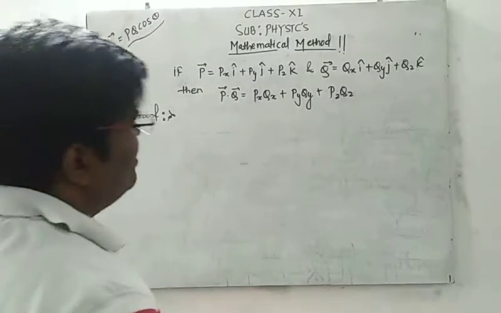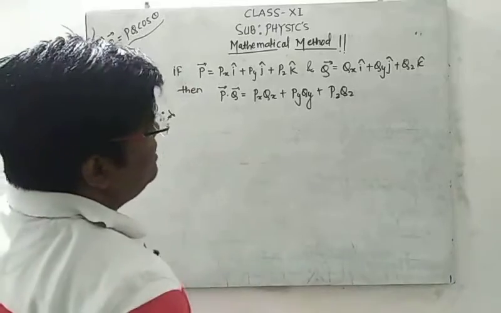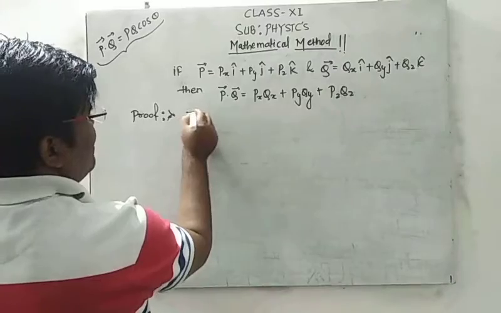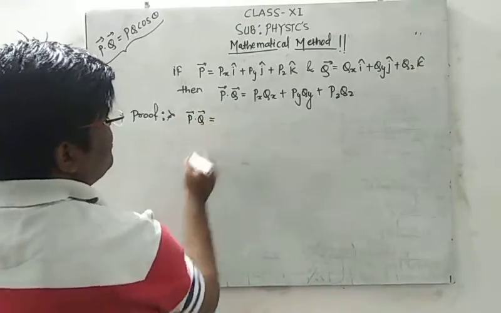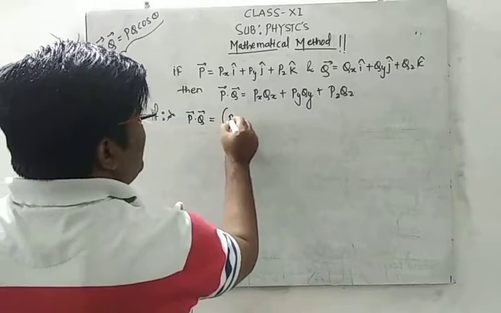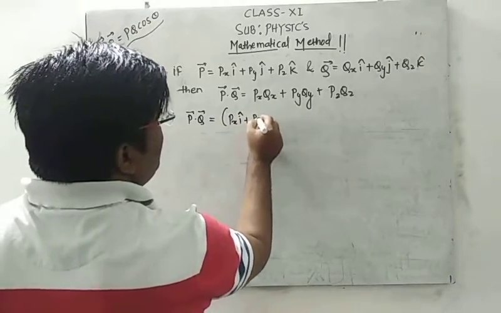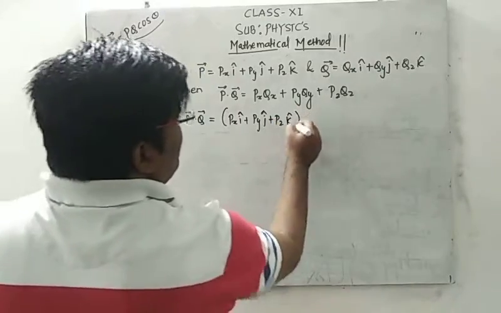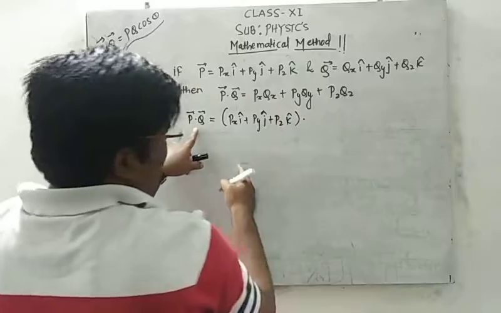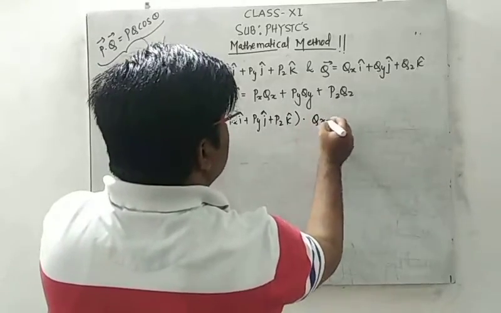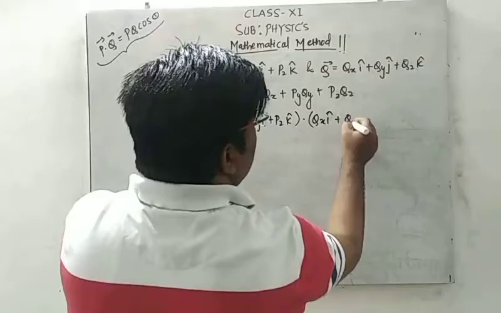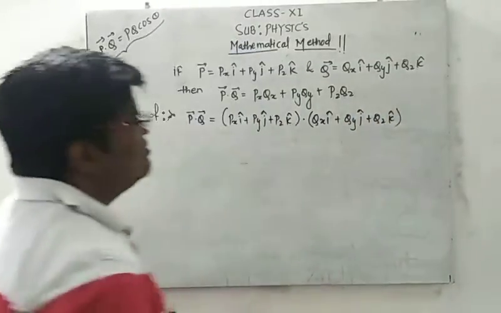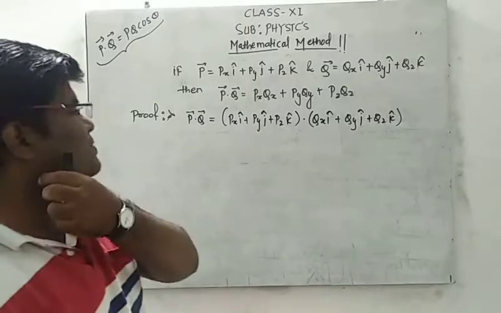So the first vector is p bar and the second vector is q bar, and we have to do a scalar product. P bar dot q bar is equal to px i cap plus py j cap plus pz k cap, dot, qx i cap plus qy j cap plus qz k cap. We have to do the dot product of these two quantities.